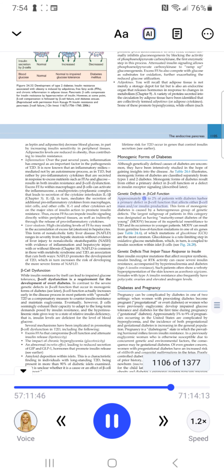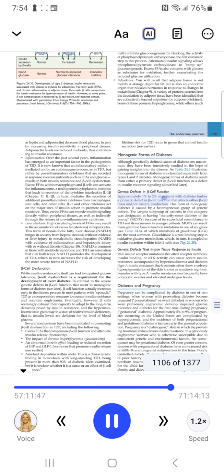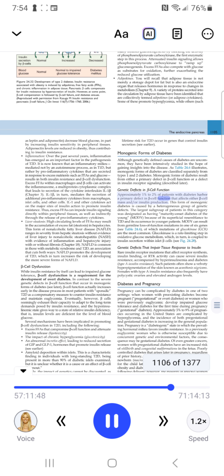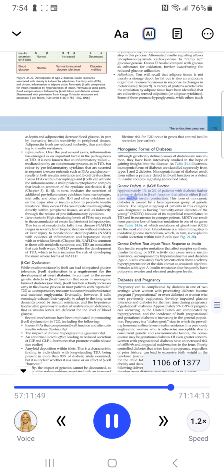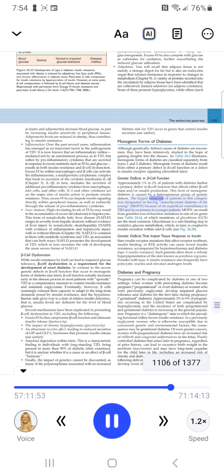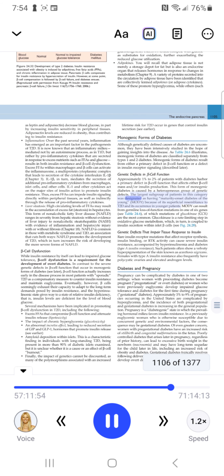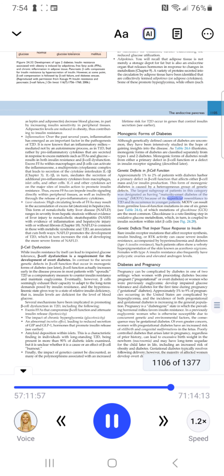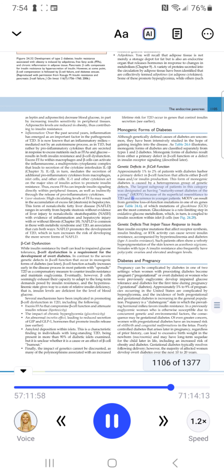Approximately 1% to 2% of patients with diabetes harbor a primary defect in beta cell function that affects either beta cell mass and/or insulin production. This form of monogenic diabetes is caused by a heterogeneous group of genetic defects. The largest subgroup of patients in this category was designated as having maturity onset diabetes of the young, MODY, because of its superficial resemblance to T2D and its occurrence in younger patients.